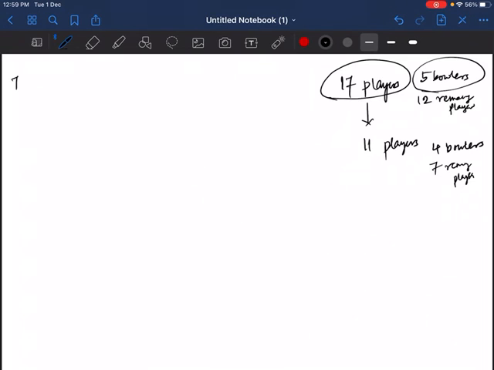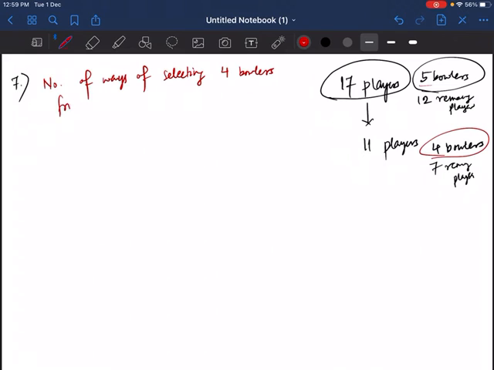So question number 7, what I will do is, first I will select the number of bowlers. There are 4 bowlers, right? And I have to select 4 bowlers from how many bowlers? There are 5 bowlers. So I will write here number of ways of selecting 4 bowlers from 5 bowlers is, how many ways can we select? It is 5C4, right?